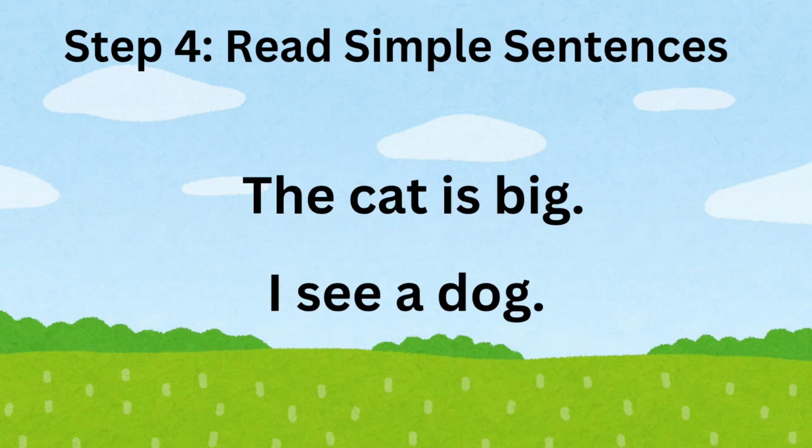Step 4. Read simple sentences. Now, combine everything into short sentences. Start with the cat is big. I see a dog. Encourage them to point at each word as they read.